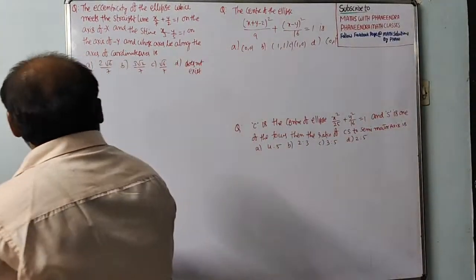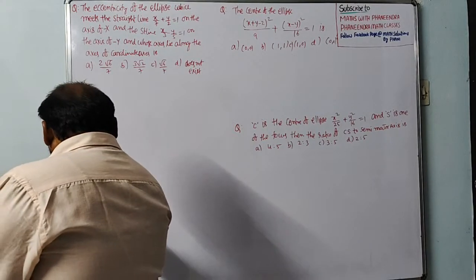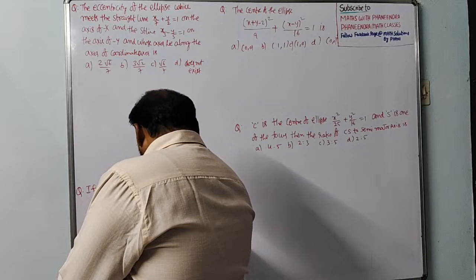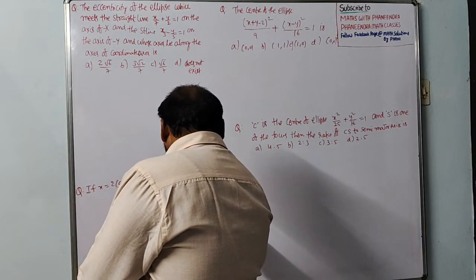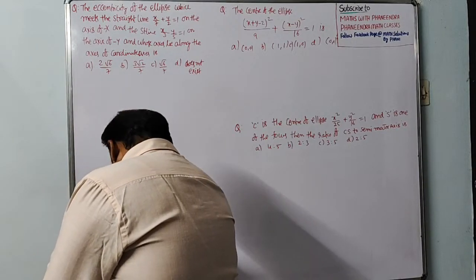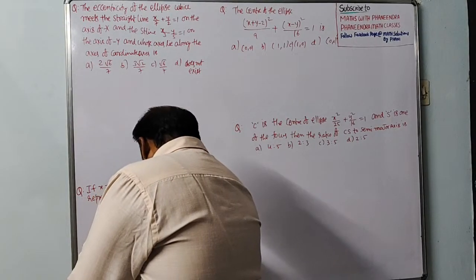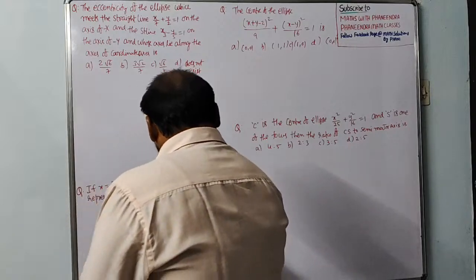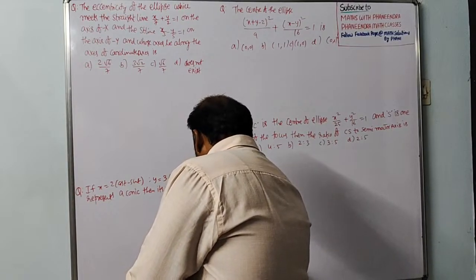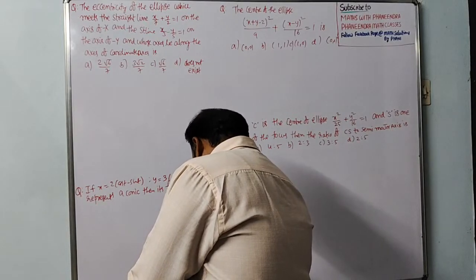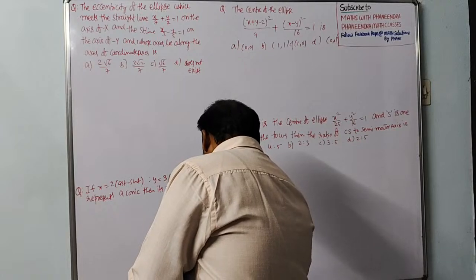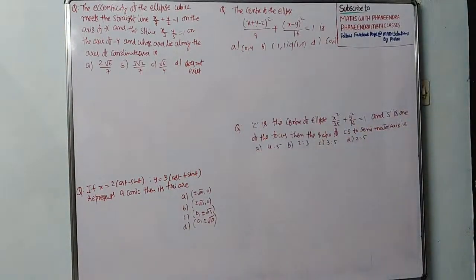Here I'll write one more question to complete this session. If x equal to 2 into (cos t minus sin t) and y equal to 3 into (cos t plus sin t) represents a conic, then its foci are: plus or minus root 10, 0; plus or minus root 13, 0; 0, plus or minus root 13; or 0, plus or minus root 10. So these are the questions for this session, dear students.